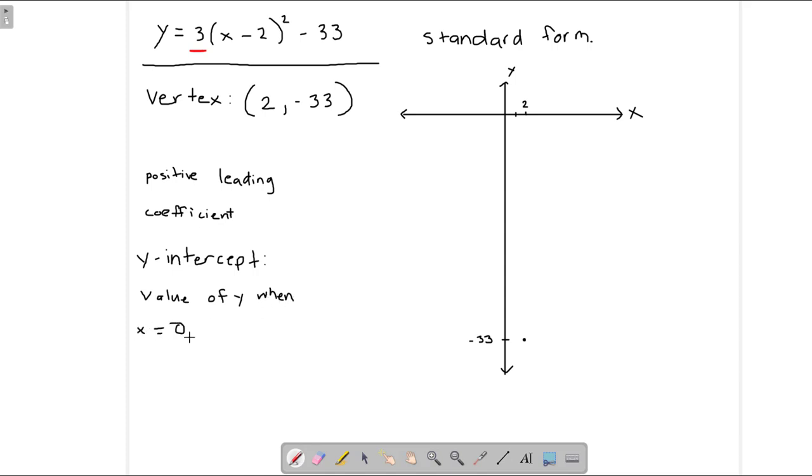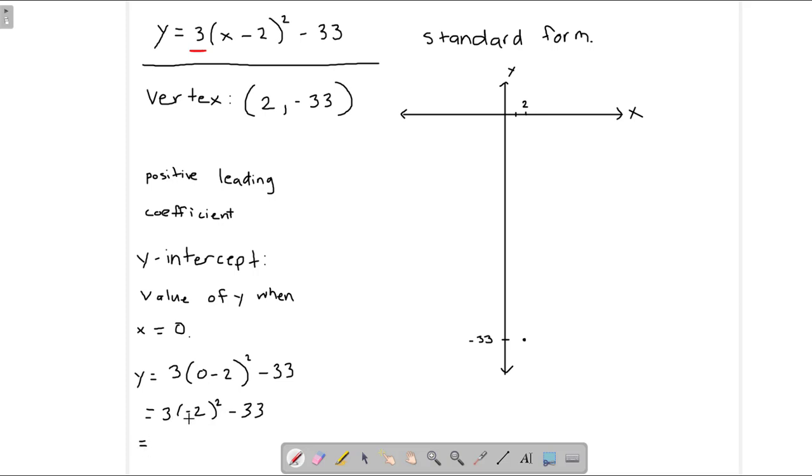So that means that all I have to do is plug in 0 for x. So I can plug that in right here, or you can plug it into your original equation, but I'll just plug it in here. So y equals 3 times 0 minus 2 squared minus 33. So 3 times 0 minus 2 is negative 2. Still squaring that, subtracting 33.